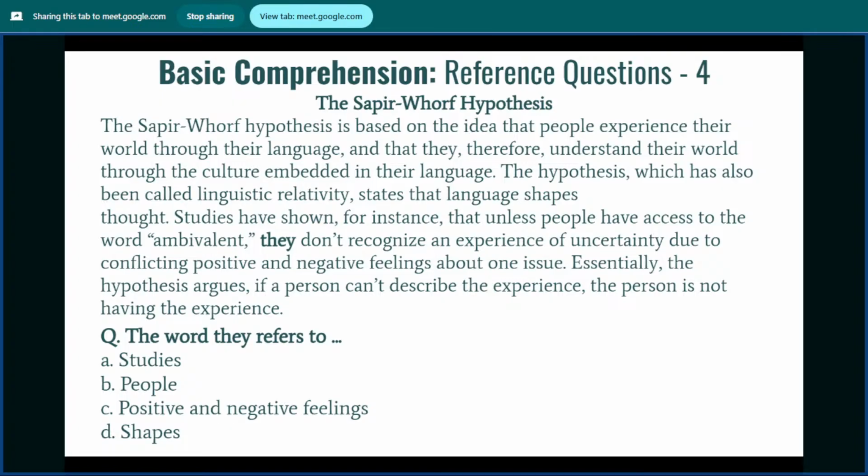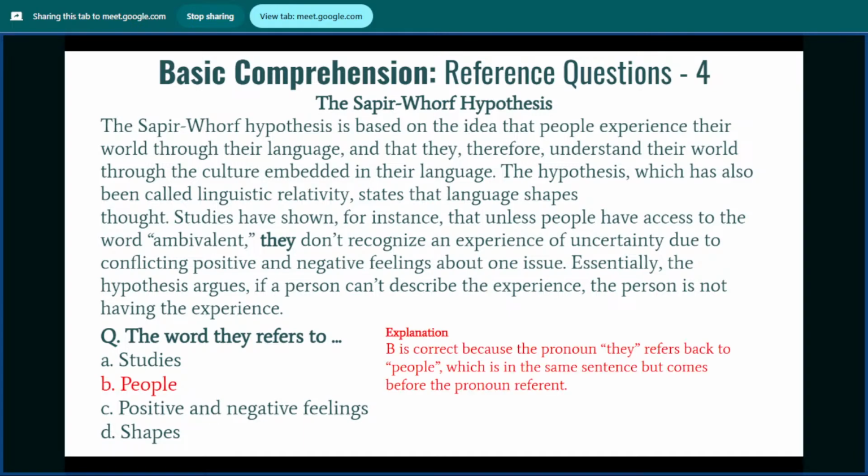B, people. Yes, ma'am. Correct, very good. This is usually a difficult question type which most of the students face an issue with. You solved it properly, all the questions, that's great.